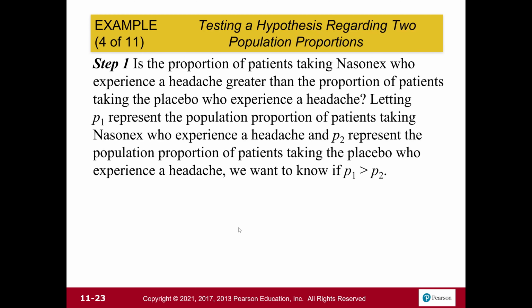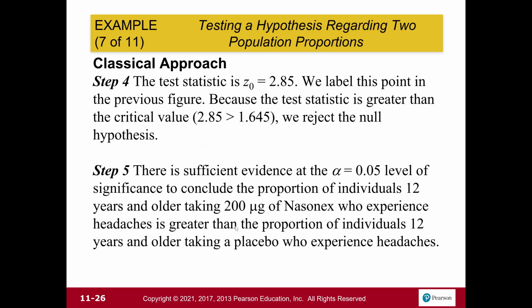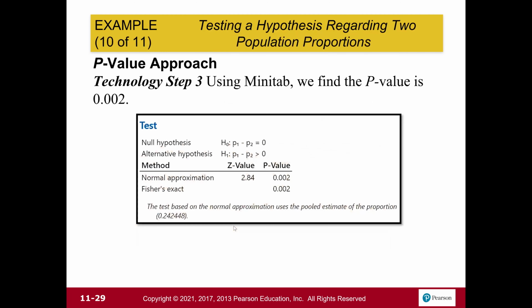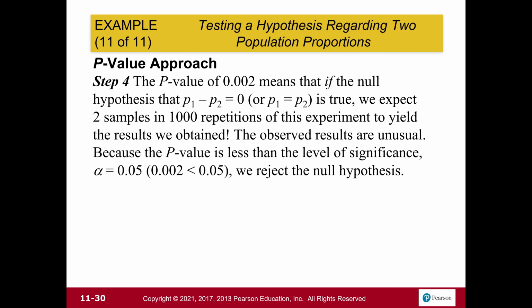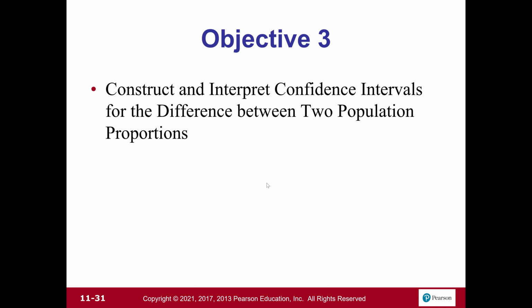Let's continue. And we're going to look at the third objective here. And this is to construct and interpret a confidence interval for the difference of two population proportions. So usually after you conduct the hypothesis test, if you follow it up with a confidence interval, depending on your results, it just makes a more stunning conclusion if they both coincide and support the hypothesis.